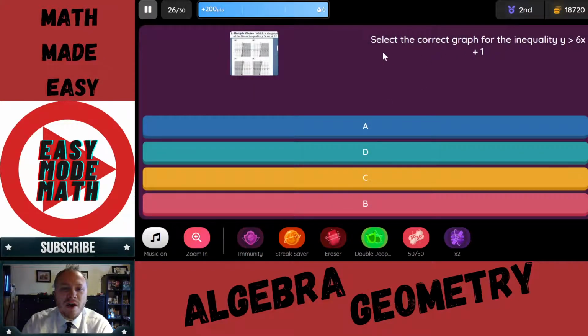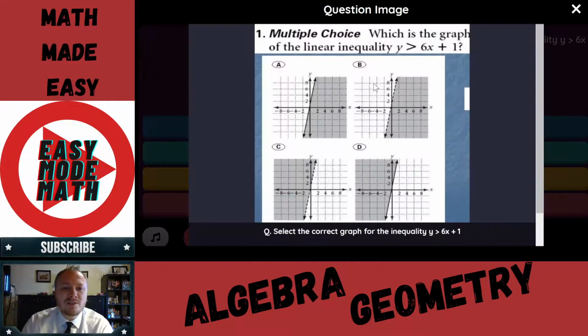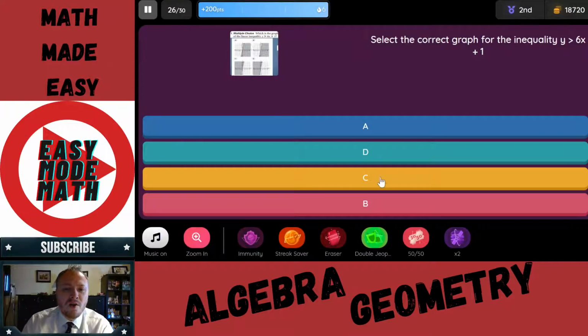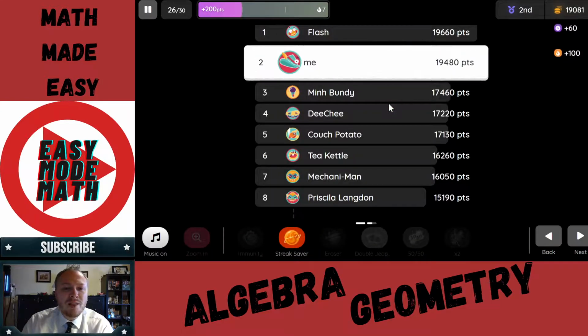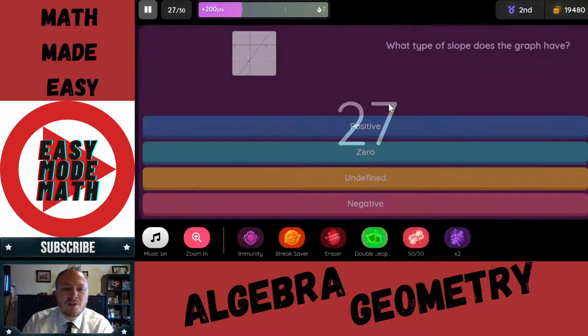Select the correct graph for the inequality. Let's take a look at the graph. We want y is greater than 6x plus 1. Y is greater than 6x plus 1. A, B, C, or D? All right, we should have a correct answer of C. Greater than's above the line, and it should be in a dotted line.